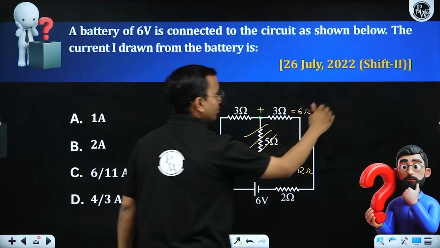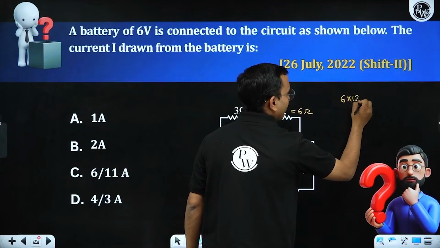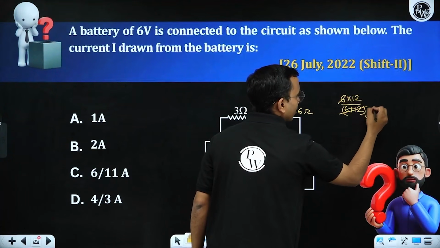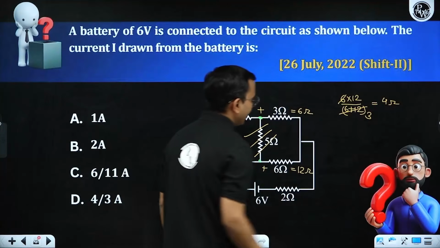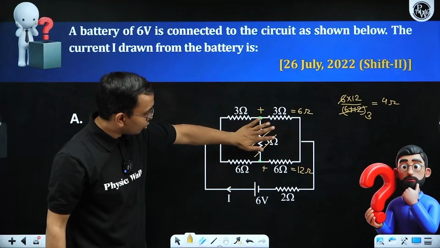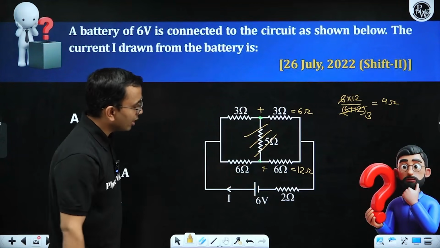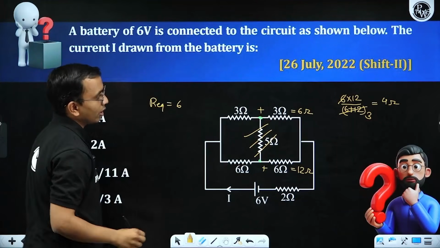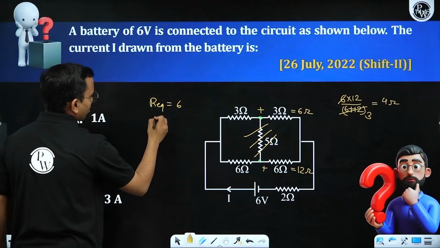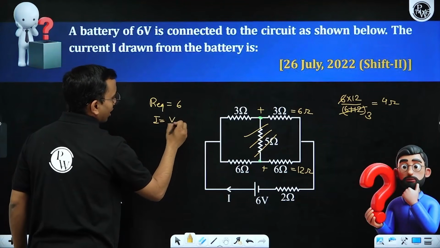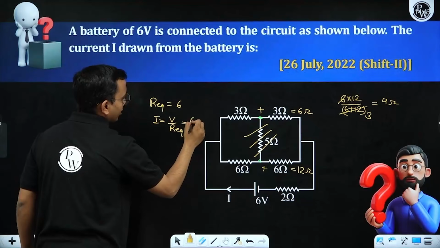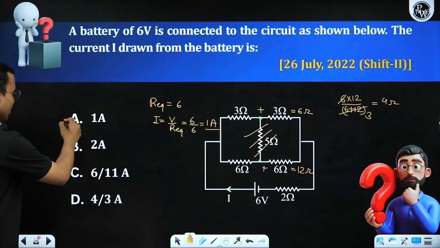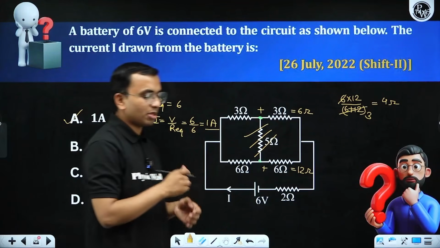6 and 12 are in parallel. 6 into 12 divided by 6 plus 12, that is 18. So I directly got this equivalent resistance to be 4 ohm. 4 plus 2 is 6. So R equivalent becomes 6. Total resistance of the circuit is 6. V by R equivalent, this is 6 by 6 and this comes out to be 1 ampere. So the current is 1 ampere. Very easily I am able to write.